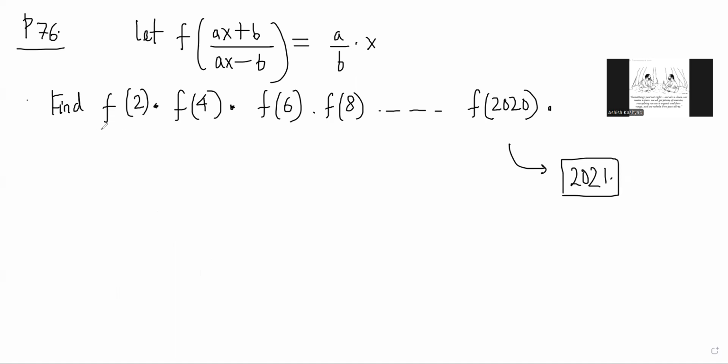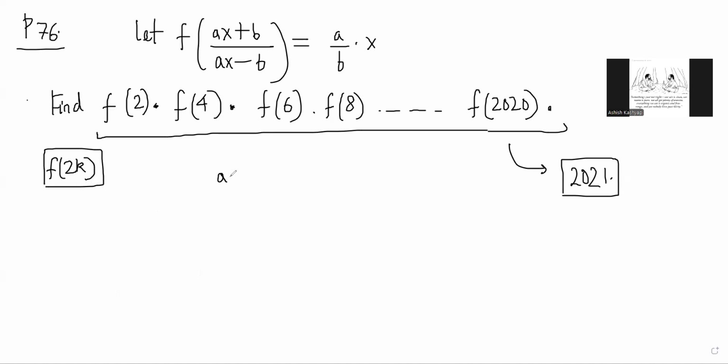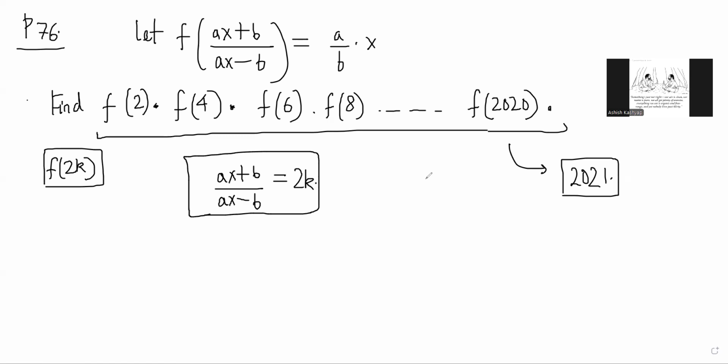So basically, notice that in the question, they are asking us only f values for even numbers, right? Yeah. So we need to figure out somehow what is f of 2k, right? Yeah. So let's try to see if you have (ax plus b) by (ax minus b) is equal to 2k, let's say, right? Why am I saying this? Because the input should be 2k, right? Yeah. If this is 2k, then from here x is coming out to be minus b by a times (2k plus 1) by (2k minus 1).